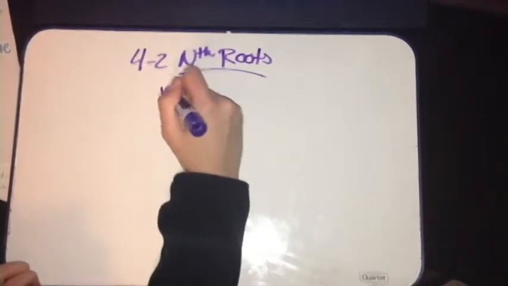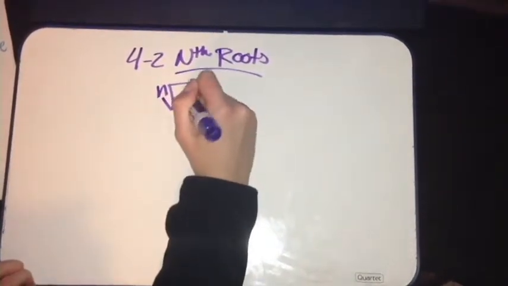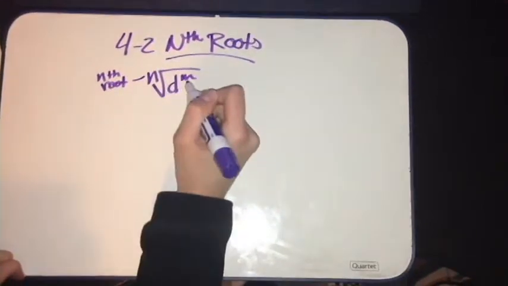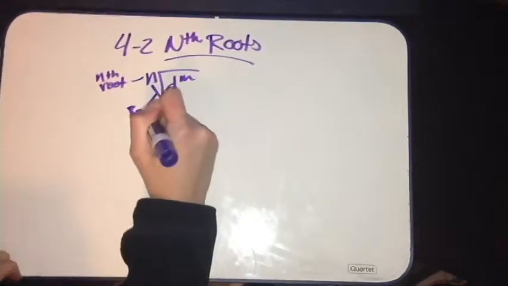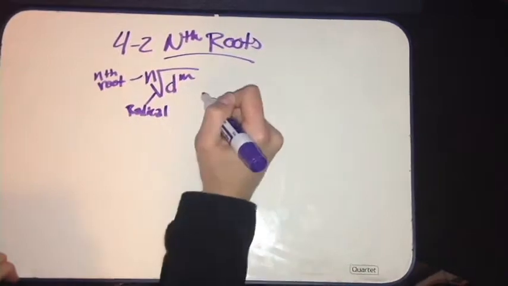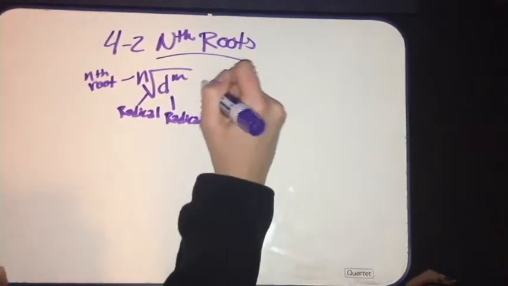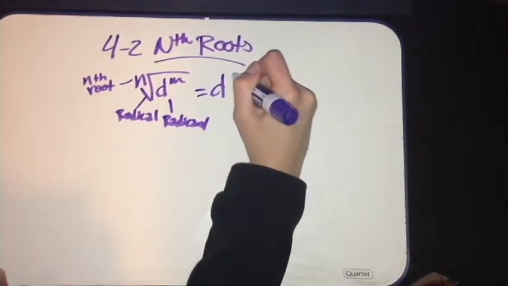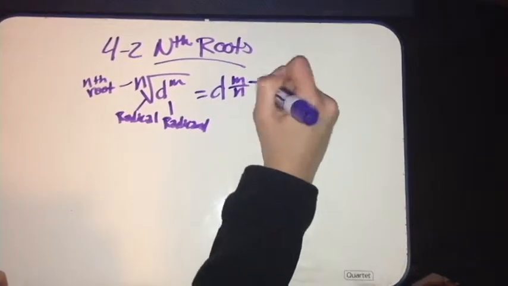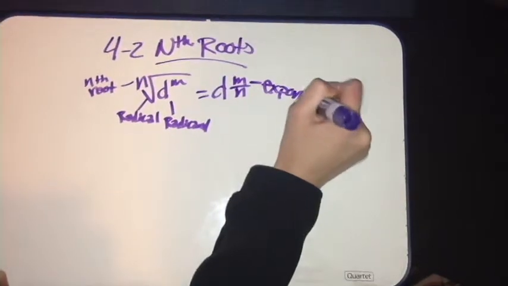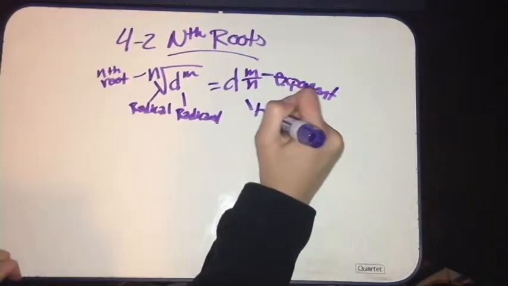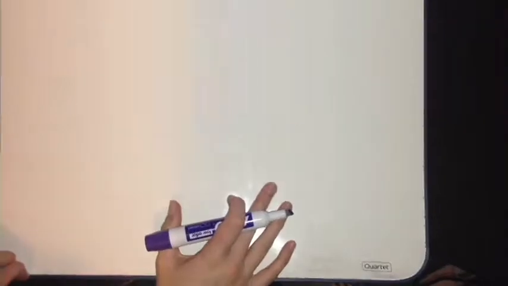For nth roots. This is when you turn a radical form into a rational form, or vice versa. N represents the nth root. The radical is the radical. D is also the radical. And in the rational form, M over N is the exponent, and B is the base.